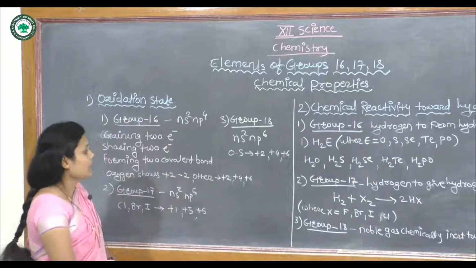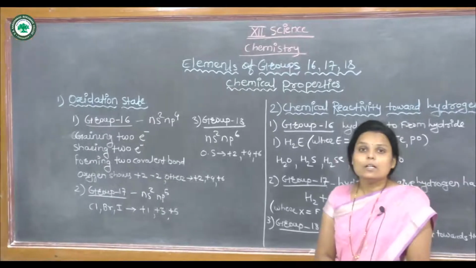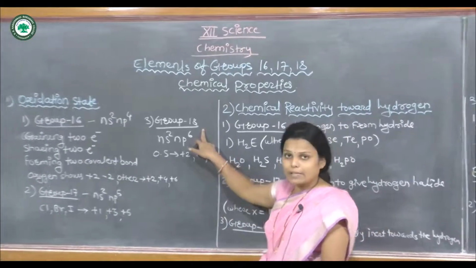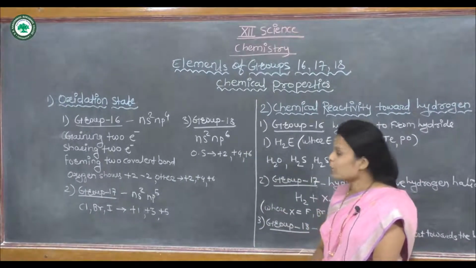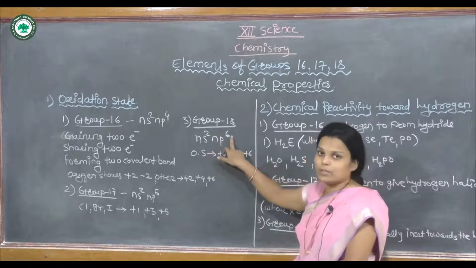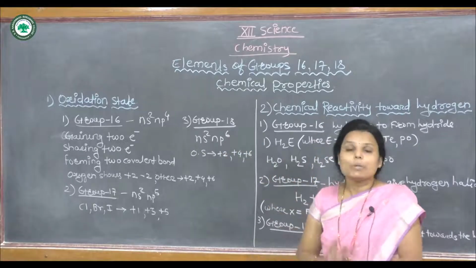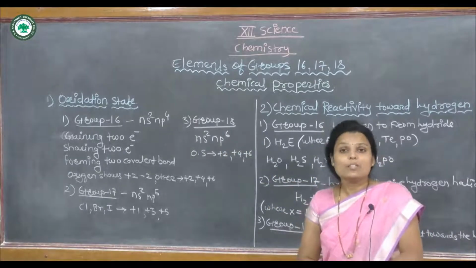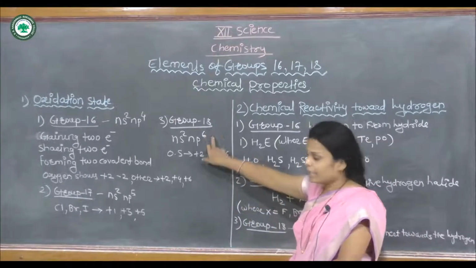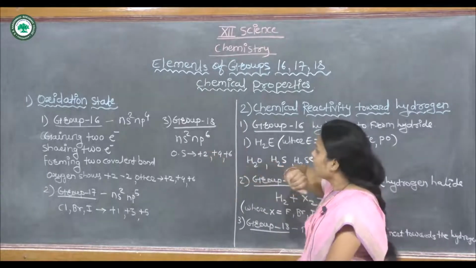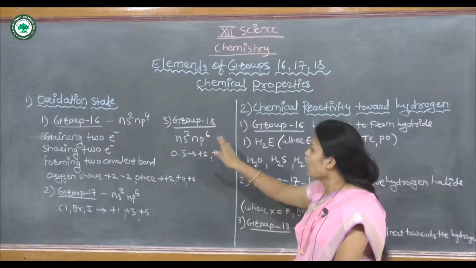The next group is group 18. We know that group 18 is the noble gases, also called the inert gas elements. Group 18 is represented by the general electronic configuration ns2np6. np6 means the p orbital is completely filled, and it is called a completely stable orbital.